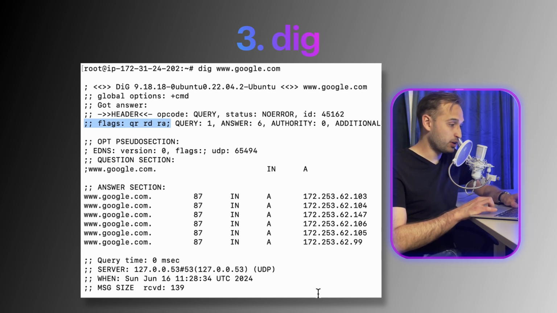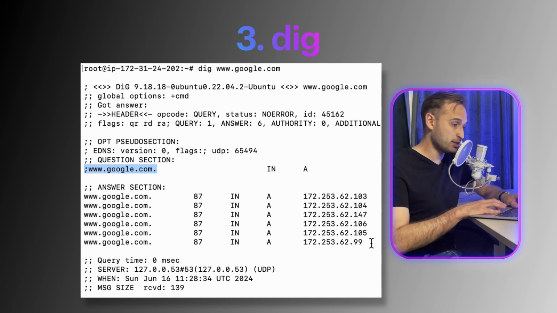We also have something called the pseudo section, and here we can see, for example, the maximum UDP packet size and the EDNS, which is the extended DNS options. Then we also have the question section, where we can see that the query was for the A address record of google.com, and then the most important one is the answer section.